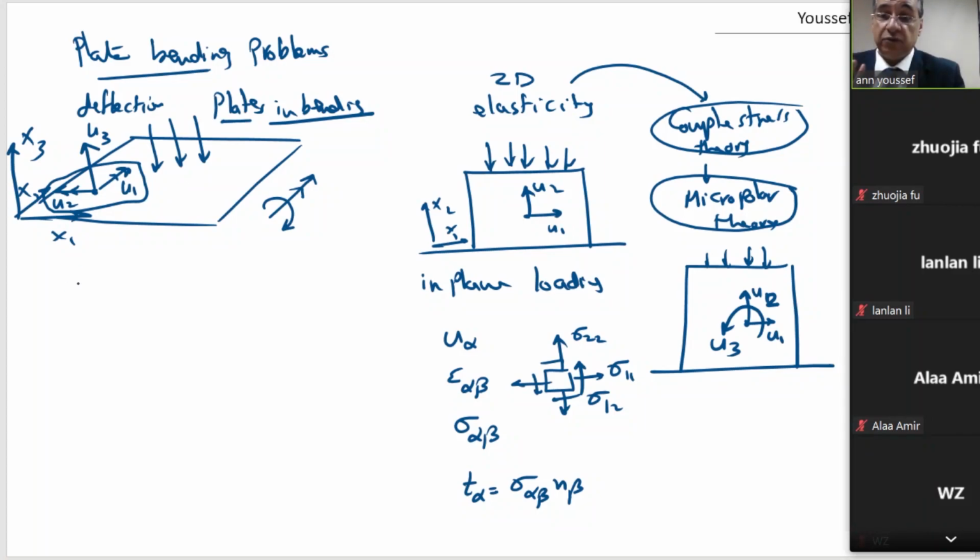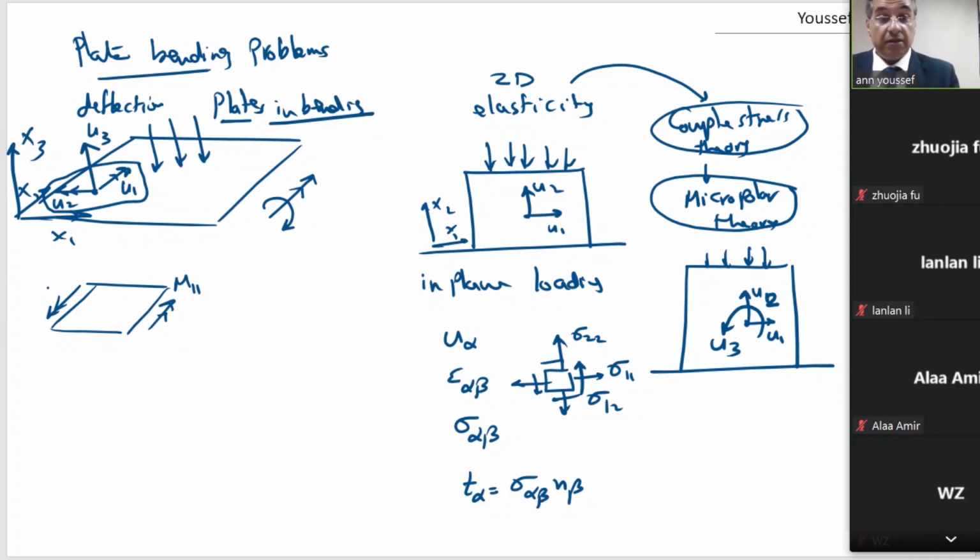That means we have two types of stresses. The first stress type is we have two moments. If you look at this, we have moment in this direction. This is, we call it M11, and this moment is M11 also. Okay? And what is the relation between moments and the stresses? The integration through the thickness of the stresses give us the stress resultant or the moment.